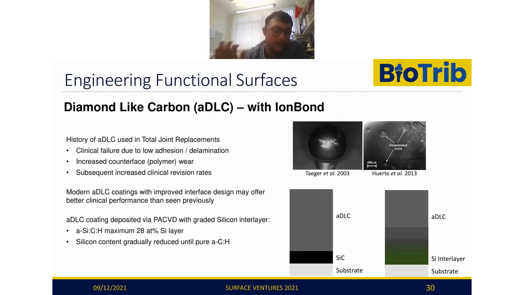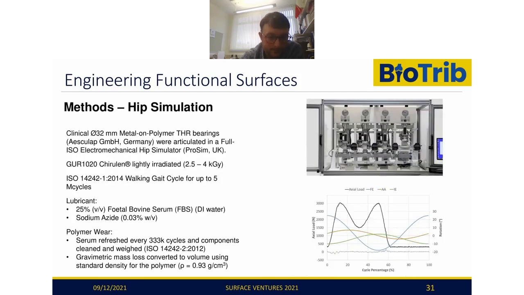So some of the work that we did with Ionbond as part of Lifelong Joints was really to re-engineer this interface. We knew from the initial work of Tega that DLC coatings were promising, but they had this issue with silicon carbide dissolution. Essentially, one of the things that we wanted to do was engineer this interface to give us something that was graded, to avoid this localized corrosion of the interface. And again, we tested these within the simulators, with ISO profiles, even though we recognize that they don't represent in vivo conditions; it's still there as a performance gateway that we need to assess.